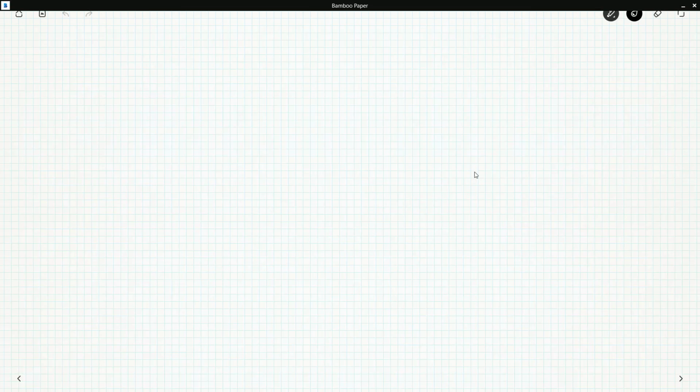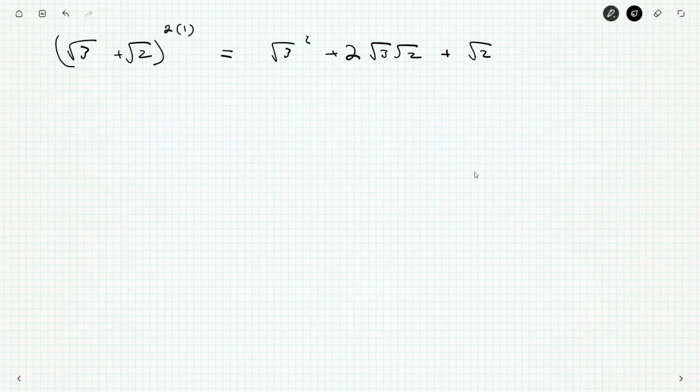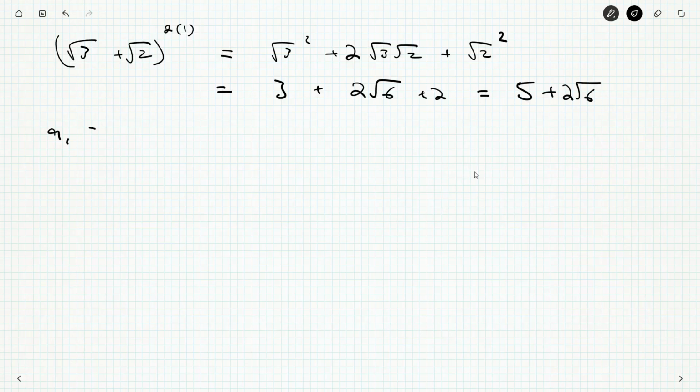Okay, so we want a2 and b2. So we've got root 3 plus root 2. I'm going to figure out a1 and b1 first, just to see what's going on with this. So that's going to be root 3 squared plus 2 root 3 root 2 plus root 2 squared. So that'll be 3 plus 2 root 6 plus 2, or 5 plus 2 root 6. So a1 is 5, b1 is 2.